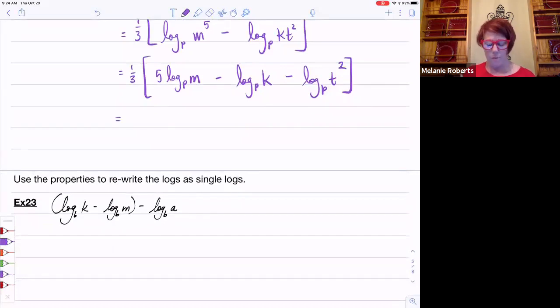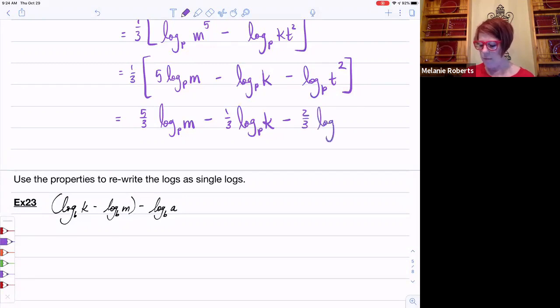So when you take 1/3 times 5, that'll be 5/3 log base p of m. Once again, notice that the log and the m are the same size in the font. Minus, take your 1/3 times log base p of k, minus, now I've got 1/3, but don't forget we've got a 2 that's going to come to the front of that, so it's actually a 1/3 times 2. So this is going to be 2/3 log base p of t. And now that is completely expanded.